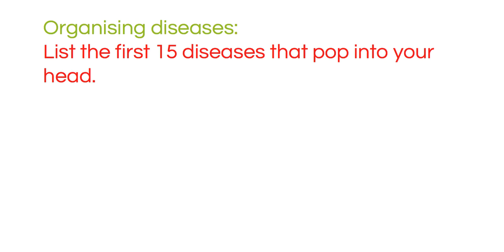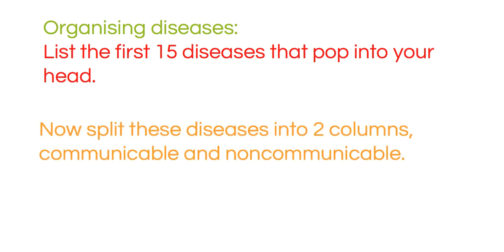So, think of, it doesn't have to be 15, but think of as many diseases as you can, up to 15, split them into 2 columns and put them into either communicable or non-communicable. So just take a moment or 2 to do that, just to get clear in your head which diseases you know which are communicable and which are non-communicable. You had a few examples earlier in this presentation.